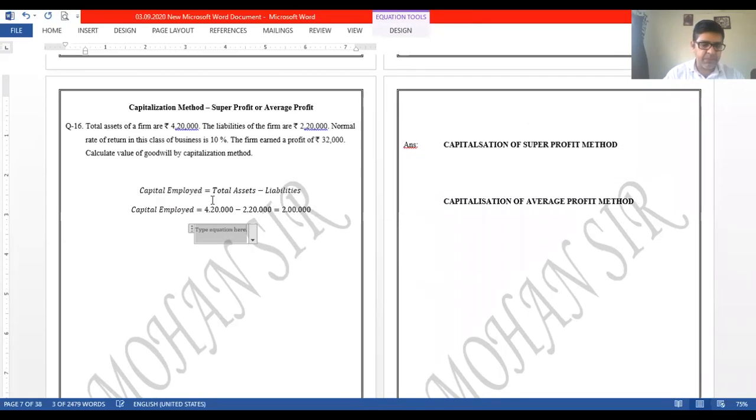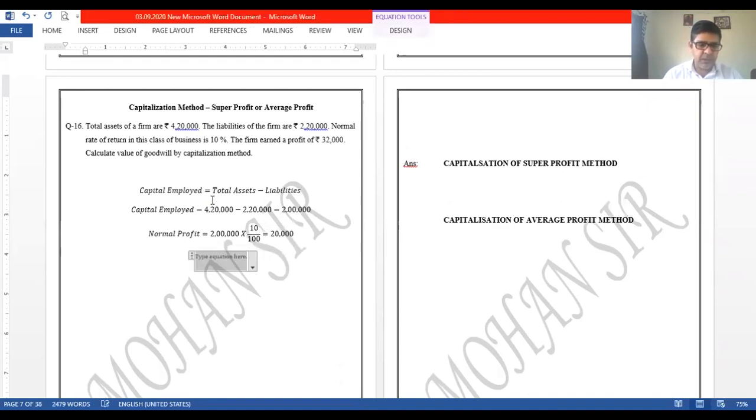The second step for the super profit method, I need to have a normal profit. I know that on 2 lakh, the rate of earning is 10%. So 10% of 2 lakh will be 20,000. Third is to have average profit. As I told you, the first 4 steps will remain the same as we were doing for the super profit method, right? Average profit given to us is 32,000.